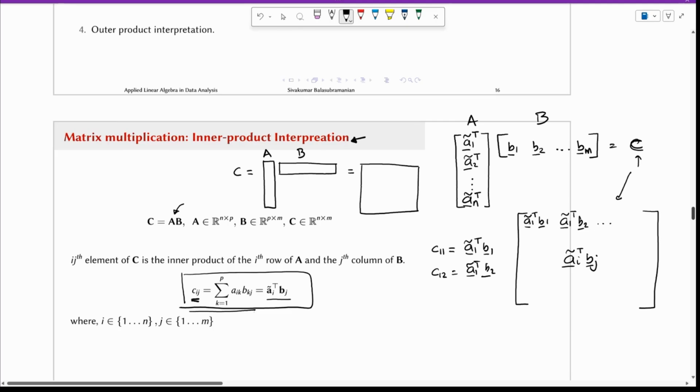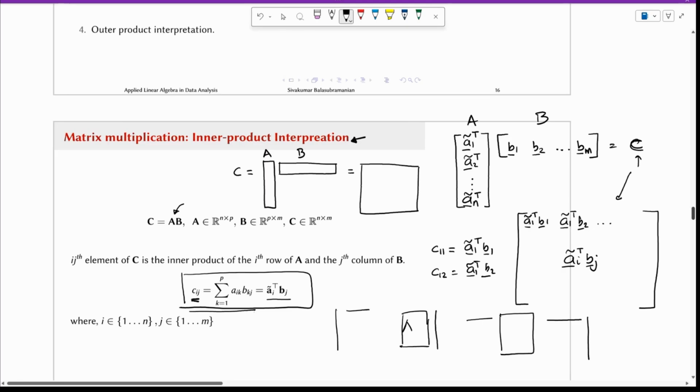If that is clear, the last interpretation, outer product, is essentially in a way, complement to this. Inner product, you are doing column multiplied by a row. In the column view, you have a matrix post multiplied by a column. In the row view, you have a matrix pre-multiplied by a row. You should already be able to guess what the last view is going to be. It's essentially a row multiplied by column.